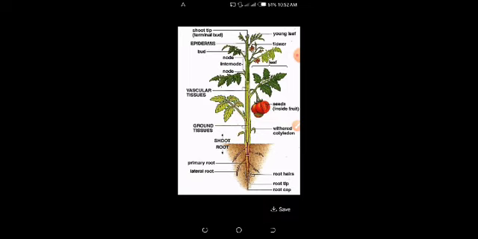So roots, they have primary roots. These are primary roots. They have lateral roots. These are lateral roots, and they have root hairs. These are small hair-like structures. This is what you call root hairs, and they have a root tip. The root tip is the main root, and the root cap. I think you have seen the root system of the flowering plant.